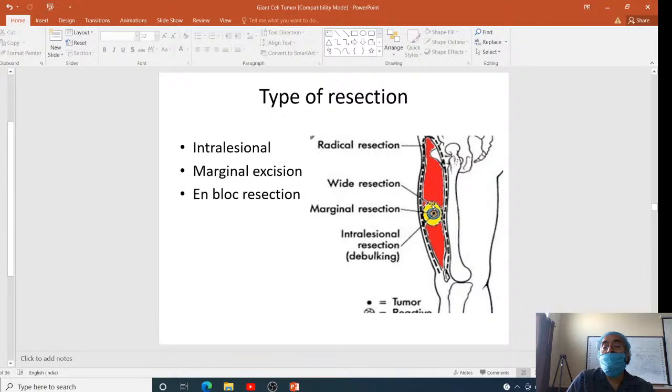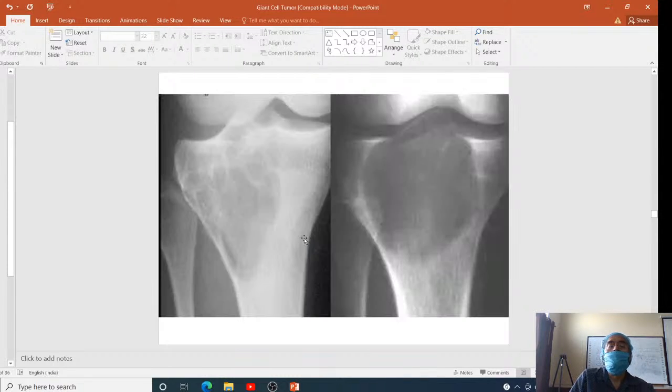Wide resection is a bit of normal, that is a collateral damage. So this tissue has nothing to do with the tumor, but because this is malignant, you have a suspicion that there could be some seepage. Then you do a wide resection. Radical resection means the whole limb is gone. So these are some of the terms which you need to know.